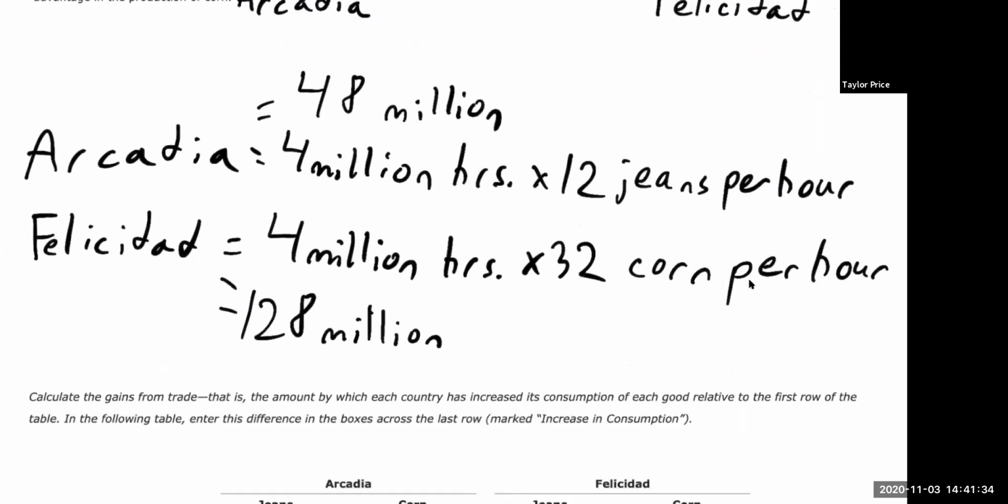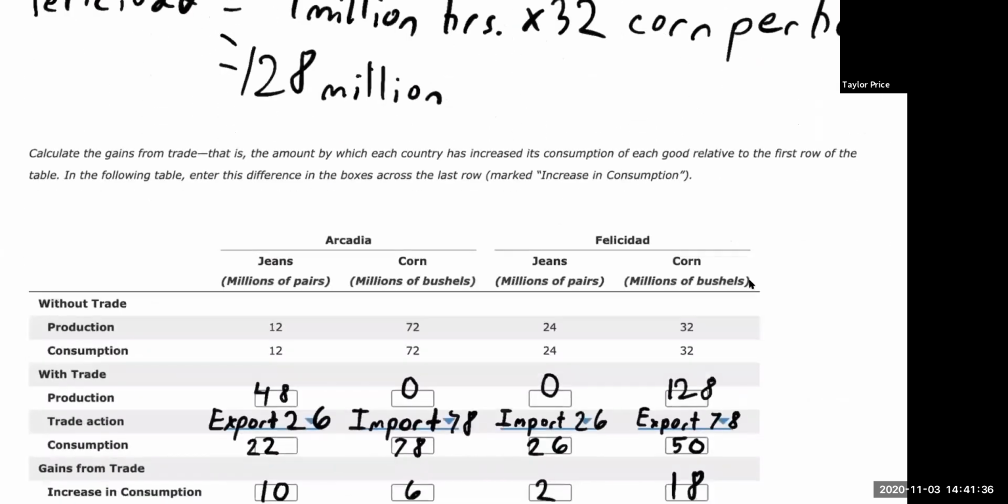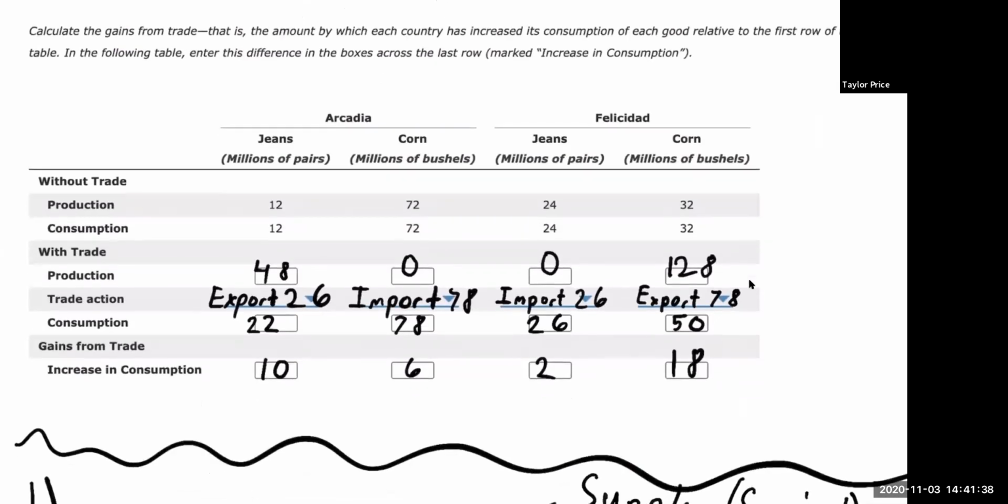So taking that even further, if we're asked to fill out this table, that's basically saying, what is their production without trade, with trade, and what is the increase? So what we can do is say we know their production and consumption without trade is going to be the 12 million because they produce and consume everything since they're not trading. The same is true for corn. The same is true for Felicidad for genes and corn as well.